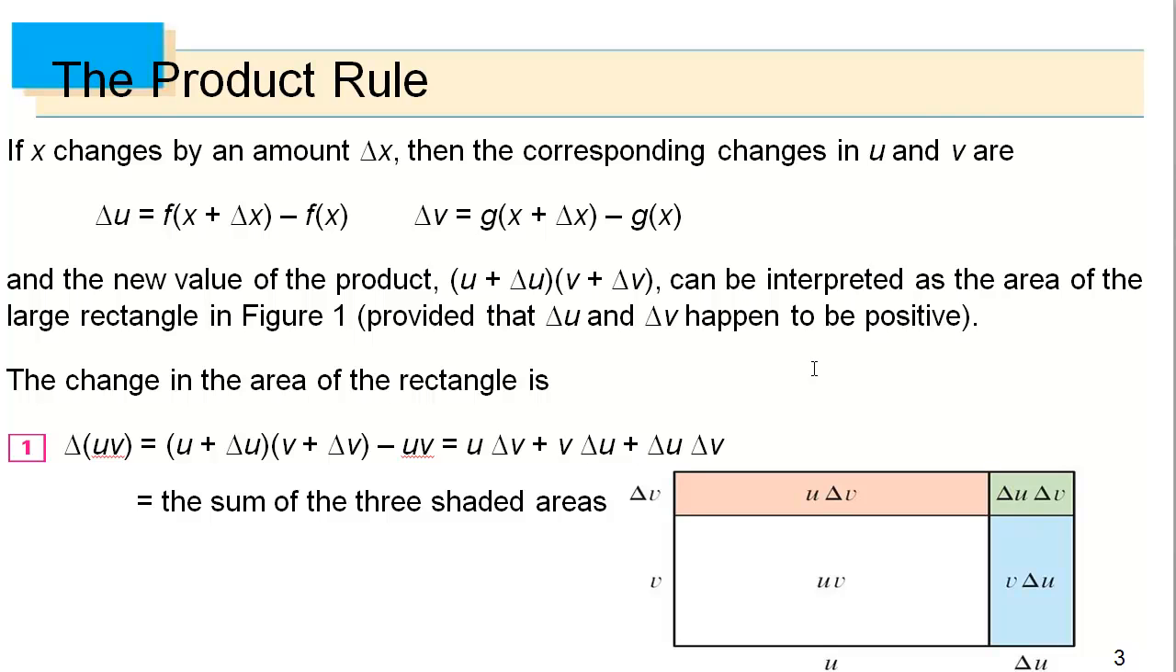Okay, so if x changes by a certain amount, so we let x change a little bit, then the corresponding changes in u and v are going to be the change in u, right, and the change in v. And the change in u is just going to be f of x plus that little delta x minus f of x, right? It's the new value of the function. So x went from 1 to 1.1. So now we're going to evaluate the function at 1.1, which is 1 plus the change being the 0.1.